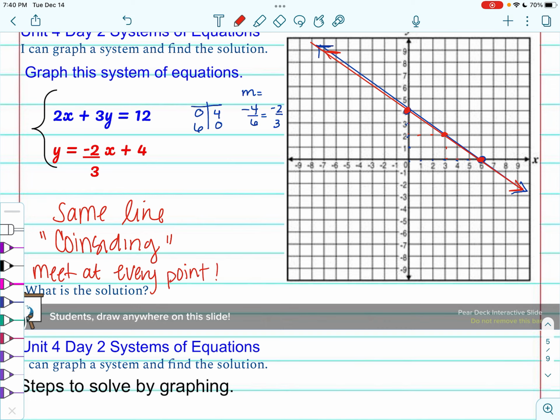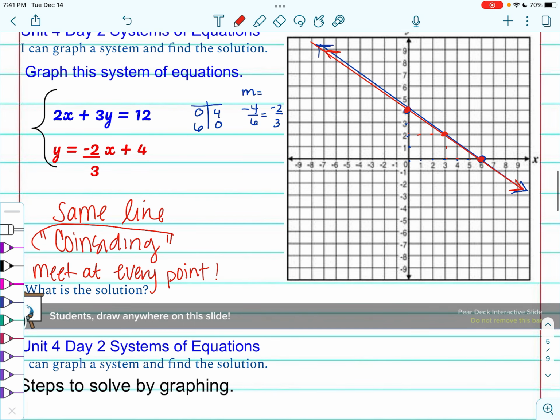Okay, so every point that you can think of that's on one of these lines, it's also on the other line. So what would the solution to this be? It would be all solutions. And we're going to use this new word called coinciding.